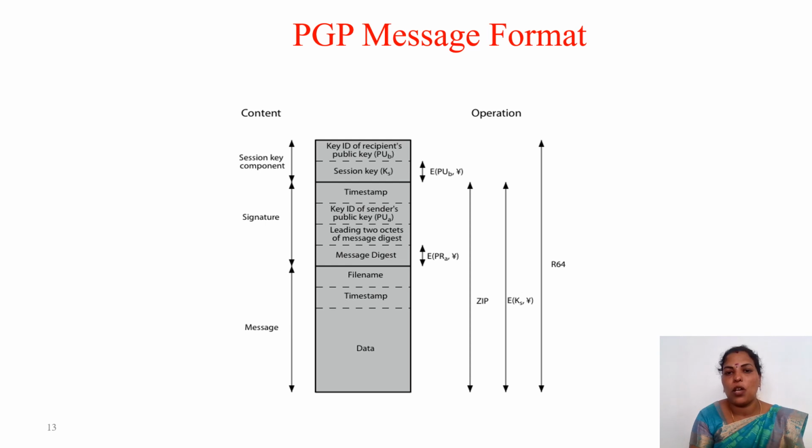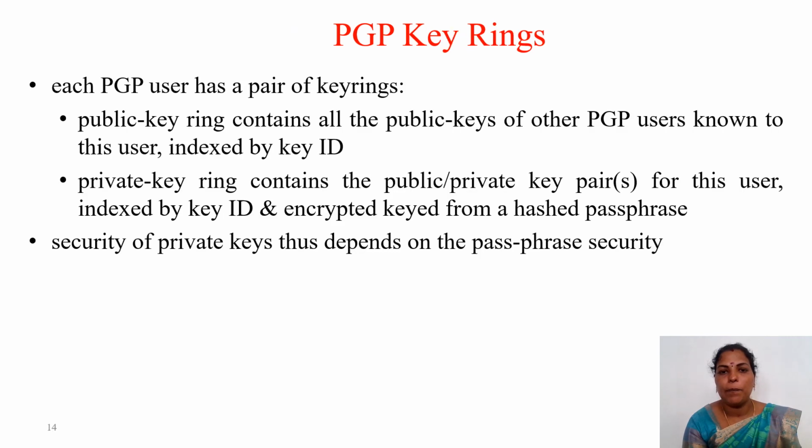Coming to the radix-64 operation, the result of the encryption process is R64, so that contains the full content. The ZIP contains only the signature as well as the message. The encryption part also covers signature as well as message. The R64 operation consists of the full part: the session key component, signature, as well as the message. So this is the PGP message format.